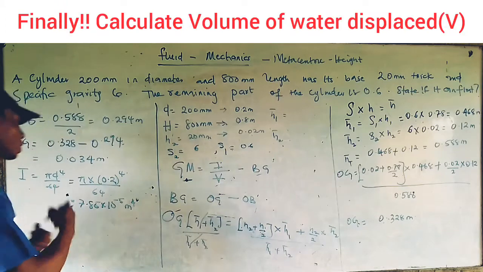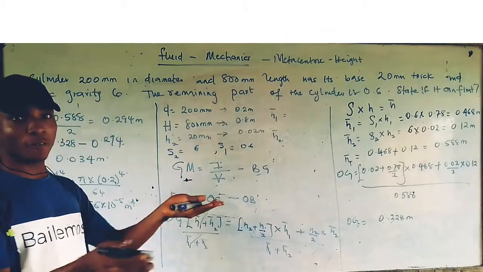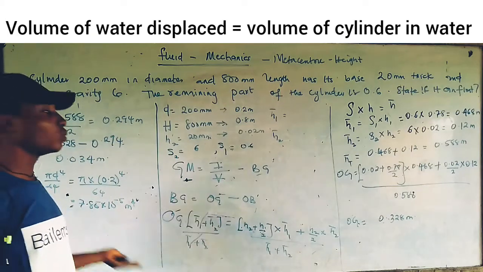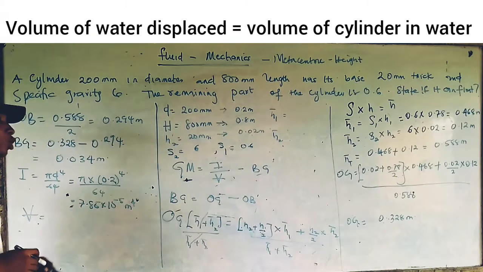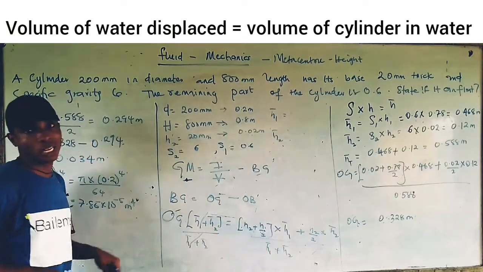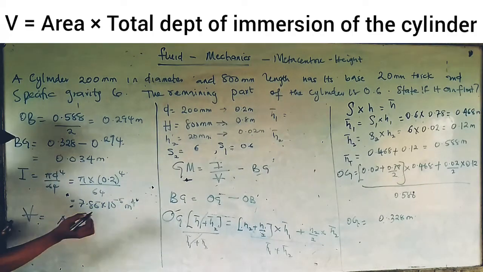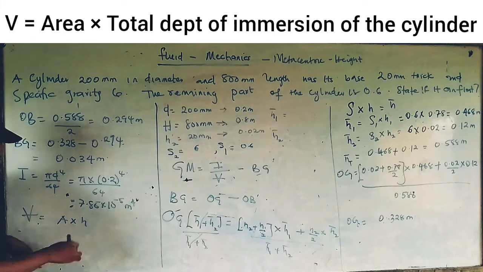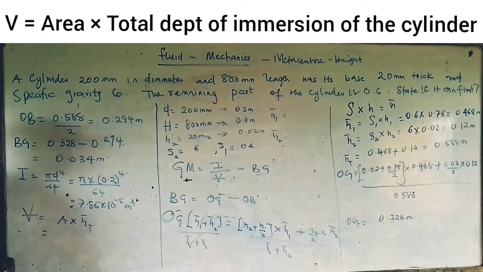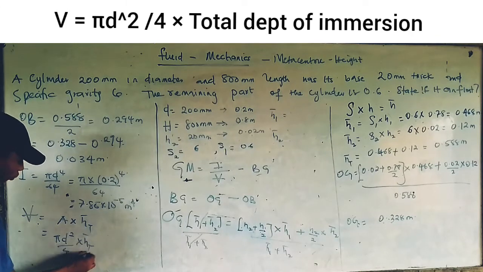So to get the volume of water displaced, which is V. The volume of water displaced is the same thing as the volume of the body immersed when it is in any medium or any liquid. So basically the volume of the cylinder in that liquid is the volume of water displaced by that body. That is the area of the cylinder times the depth of immersion of that cylinder in that liquid. So the area of the cylinder, which is given as pi d raised to power 2 divided by 4, times the depth of immersion.